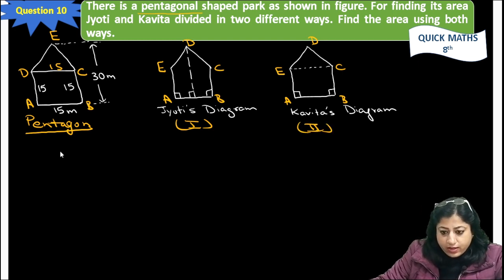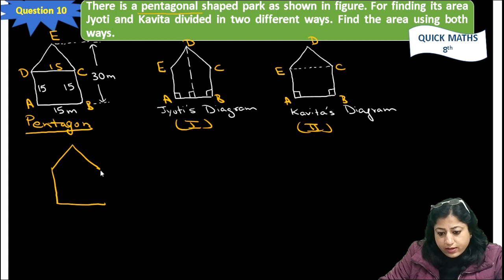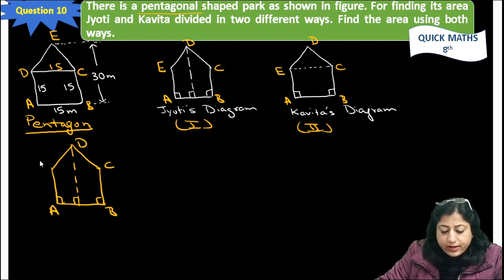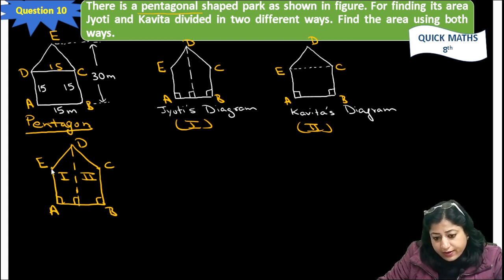In the first case, I am drawing it again. This is the perpendicular line. Now it is A, B, C, D, E. In this case, we can see that dividing it along this line, both parts are trapeziums. This is the first region and this is the second region. For the first region, this is the height. This is also perpendicular and this is also the height for the second one.